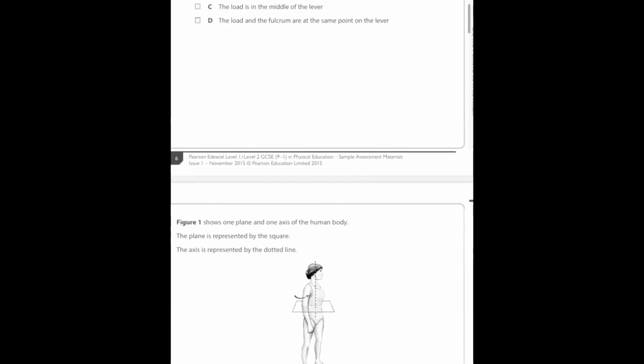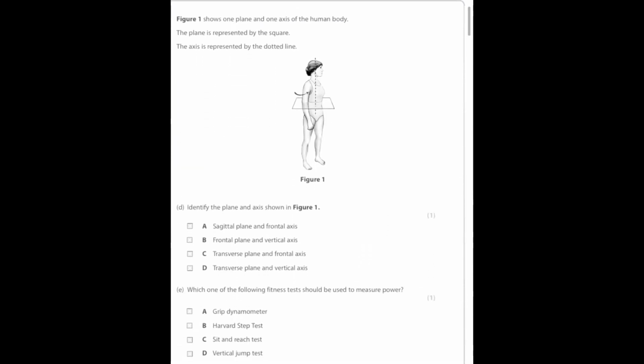On to the next question, which is about planes and axes. So you really need to learn these because they'll come up in pretty much every single paper one. So for the next question, D. Identify the plane and axes shown in figure 1. The plane that goes across your body, cutting in the middle through your belly button, is the transverse plane, and the axis that accompanies that is the vertical axis, so that's option D.